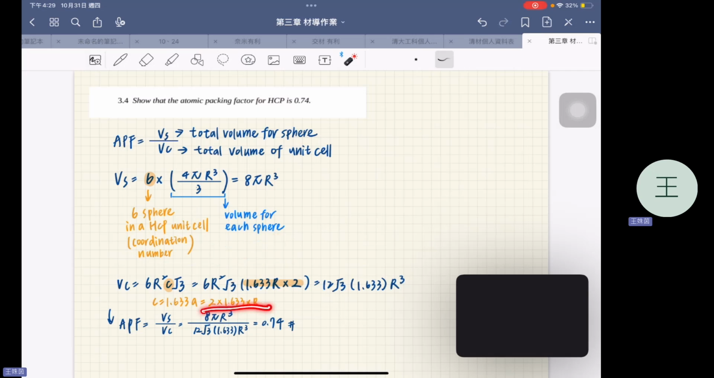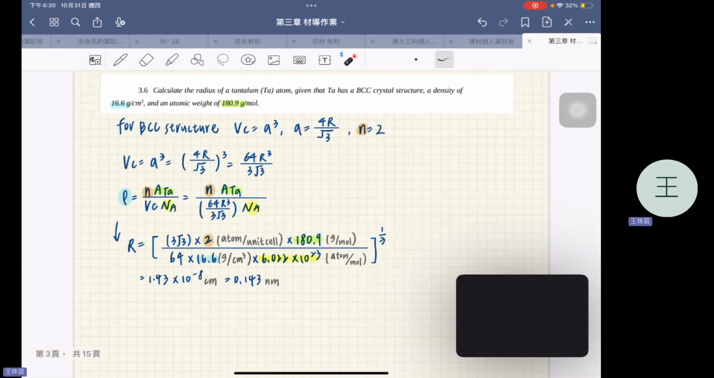Okay, so we can get this equation, and then we put it inside to get the result of VC. And for atomic packing factor, we take this divided by this, and then we can get the answer. If you press the calculator, then you can get 0.74.